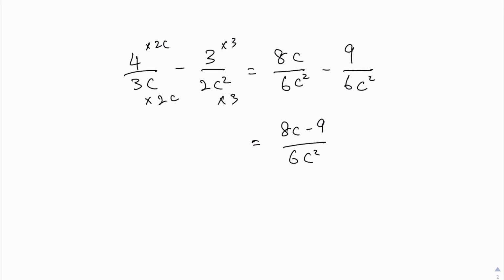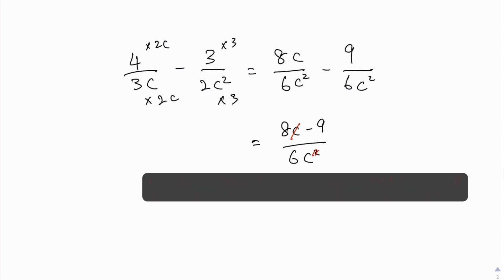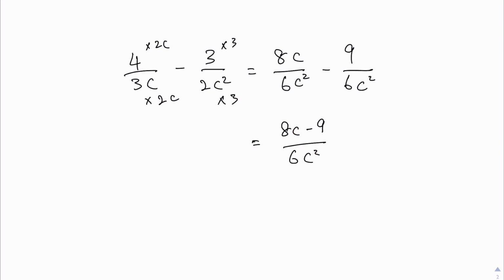Take note that you can't cross out the c. The reason is because the c in the numerator is only available in the first term, and it is not a common factor for both terms. So that's the reason why you cannot cancel it off. So the final answer is just 8c minus 9 over 6c squared.